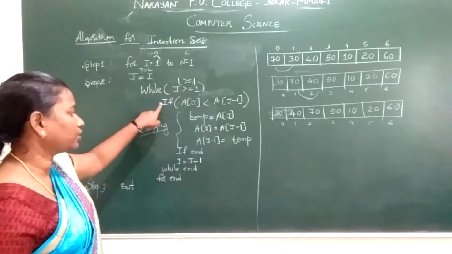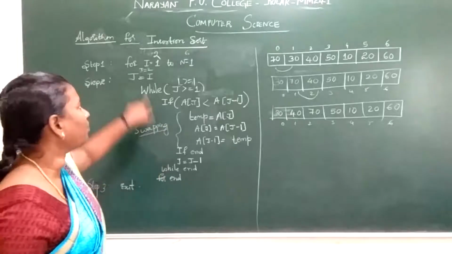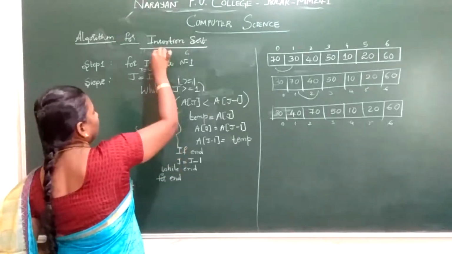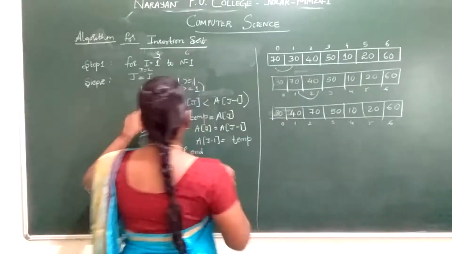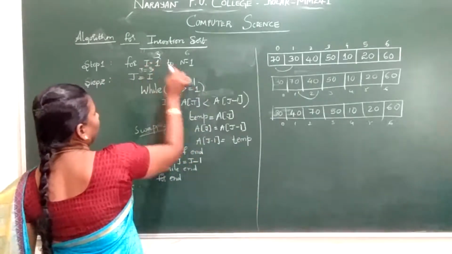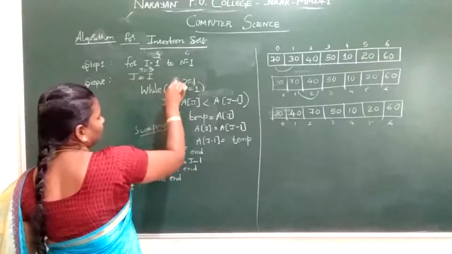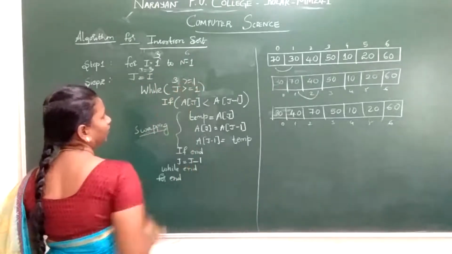If the condition is satisfied only then we'll go inside; if the condition fails, we come out. Again the i value gets incremented from 2 to 3. So what is there now? The i value is 3, so I give it to j; the j value is 3. 3 is greater than or equal to 1.